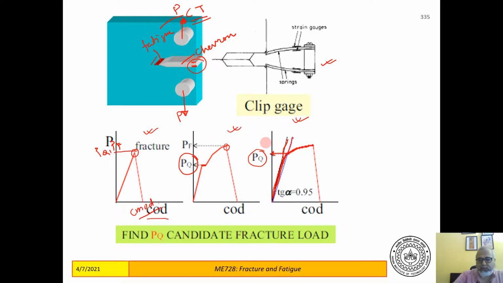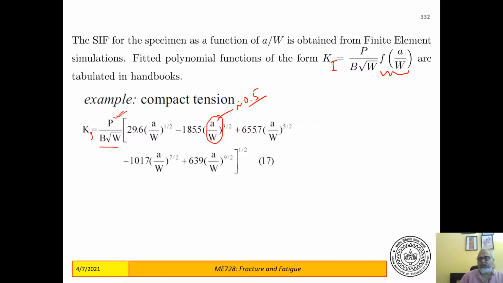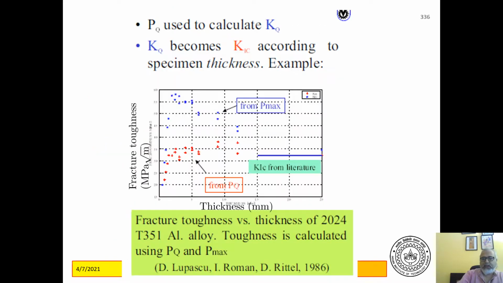and when you use PQ, you then plug PQ into this formula. So here you use PQ instead of just P. All these things are known, the geometry factor is known. If you know the PQ, you can get the K1 directly. And here is one result for aluminium. This is the fracture toughness that you get from PQ.